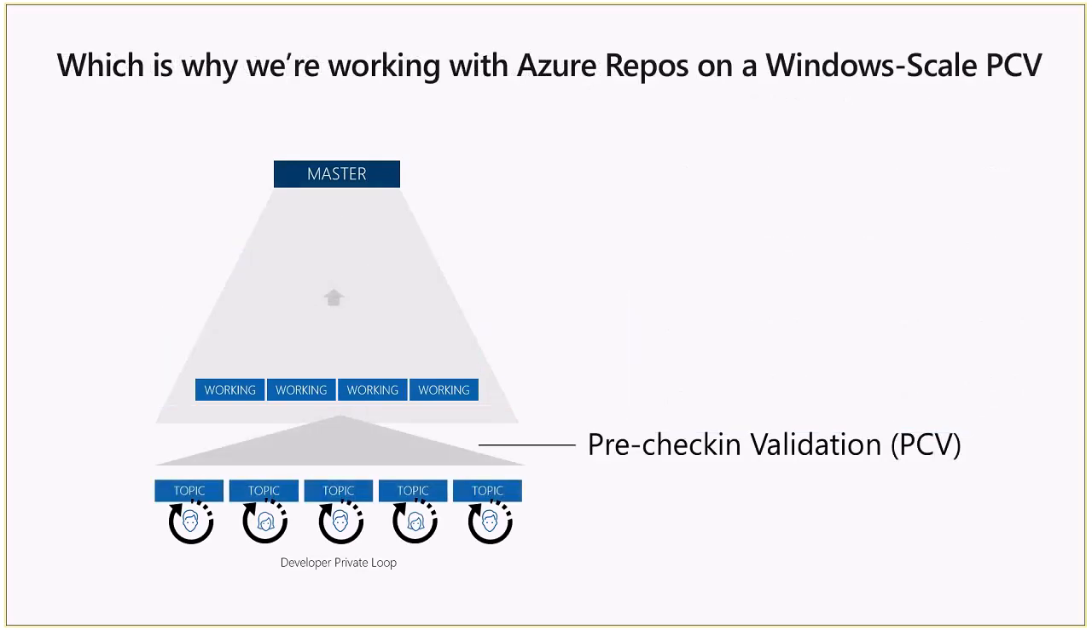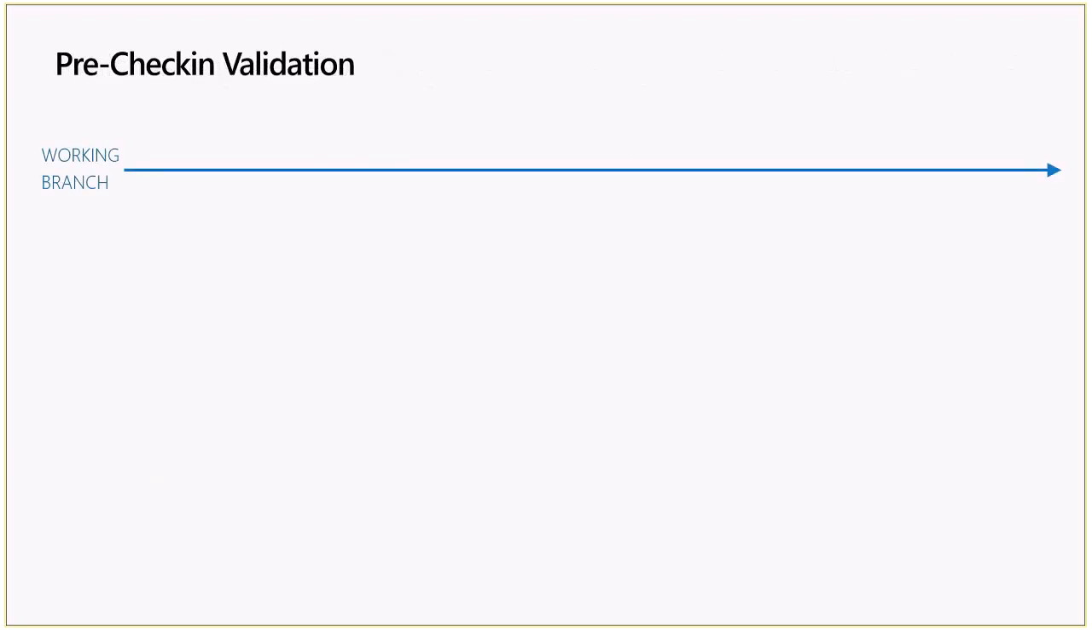What we want is to be in a world with this pre-check and validation, which is down at the bottom there, PVC. The pre-check and validation keeps developers working as close to master as possible. So the Windows team partnered with the Azure DevOps team, and they figured out a way to create this pre-check and validation. Let me walk you through what this theory looks like.